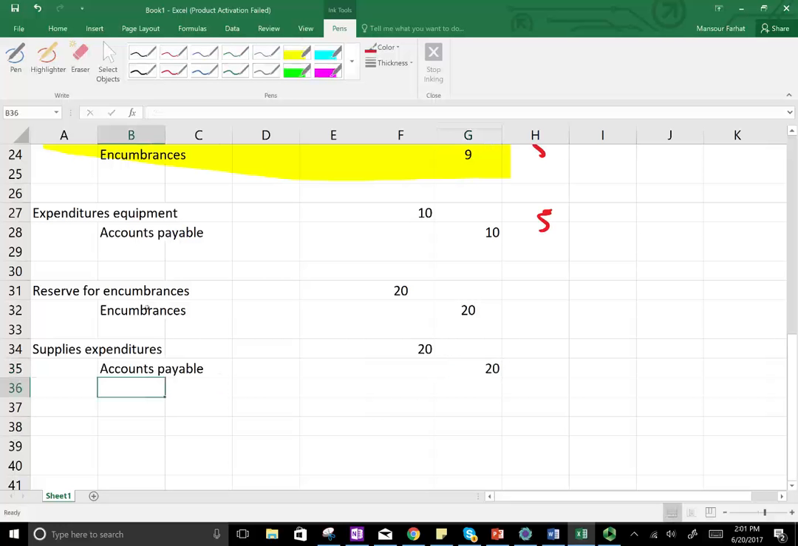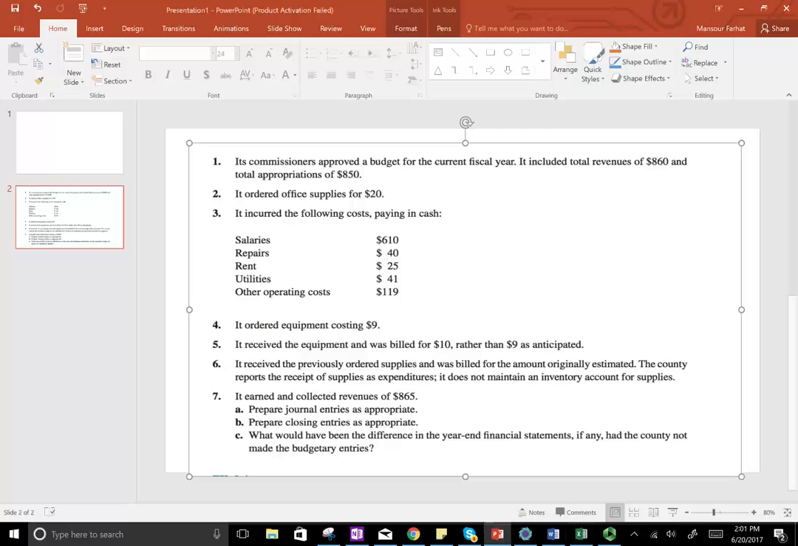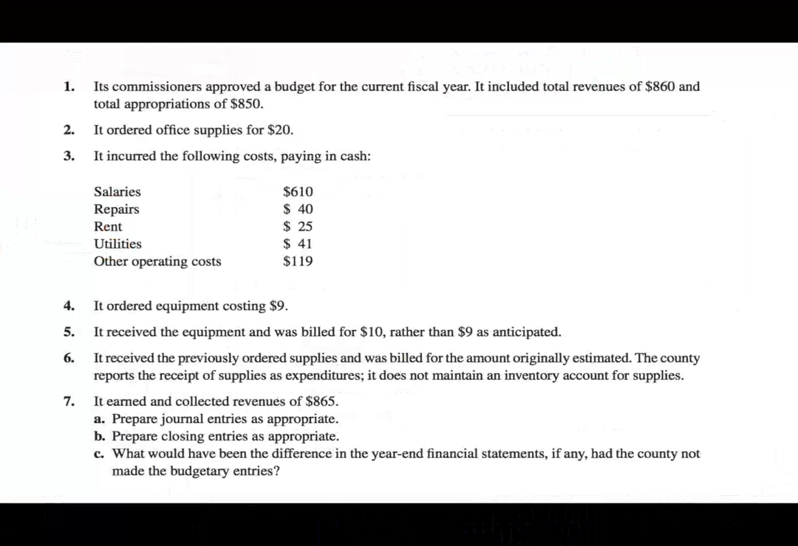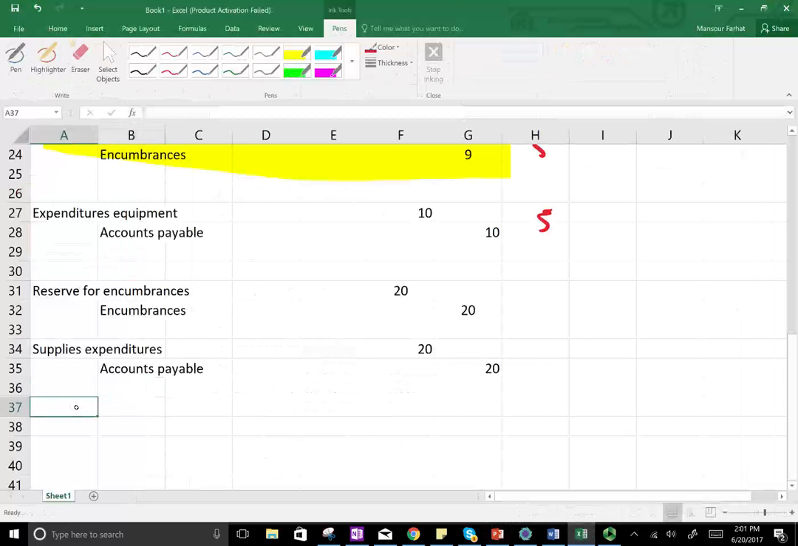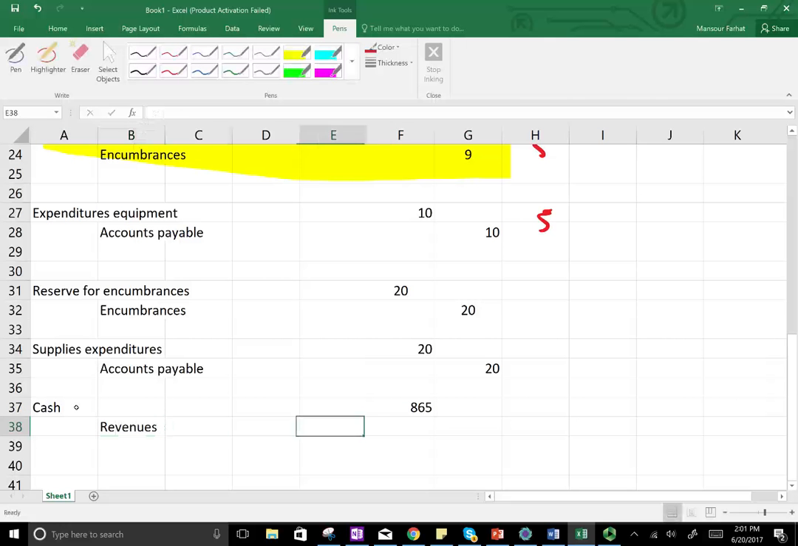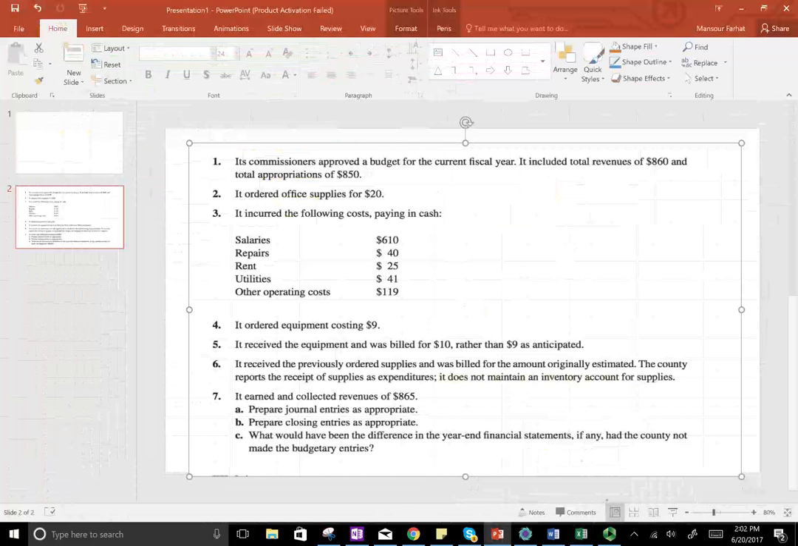And what we just did, let's see if we journalized all the transactions or if we still have anything pending in this exercise. Oh no, actually we still have more. It earned and collected 865 million, or 65,000. Now this is easy. All I have to do is debit cash 865 and credit revenue, some sort of revenue. We're going to look at specific revenues later on. 865. Okay, so we've just finished all 7 journal entries.